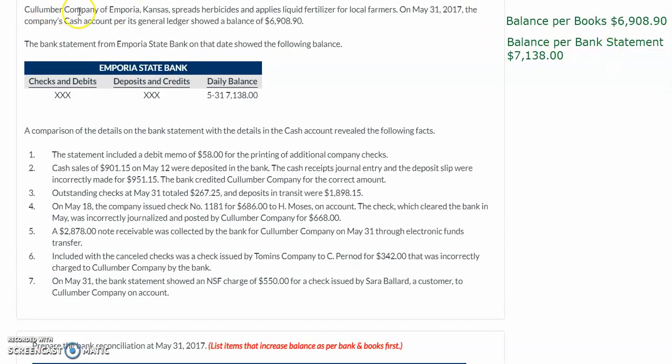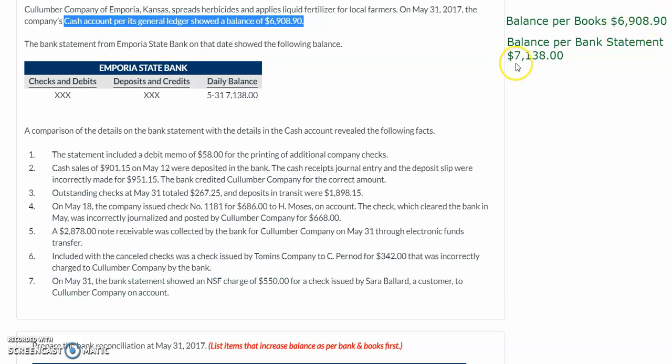So we have Cullenber Company, and we are given the cash account balance from the general ledger, and that dollar amount is $6,908.90. So I put that as a side note so that way when I scroll down, we're able to recall what this balance is. Then we have our balance per bank statement.